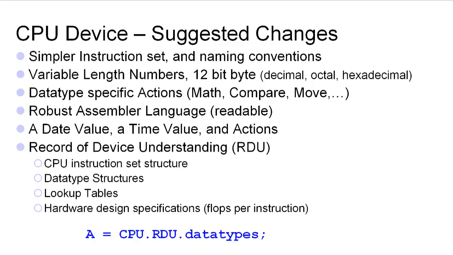So one example would be A equals CPU to RDU, a record of device understanding data types. Or we could say our CPU, my understanding install date is equal to date. So I could set my understanding about this particular CPU. My understanding is, yes, I installed it today.